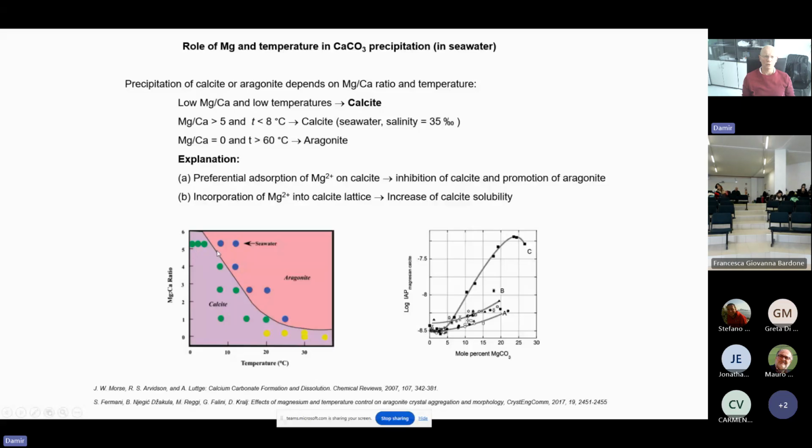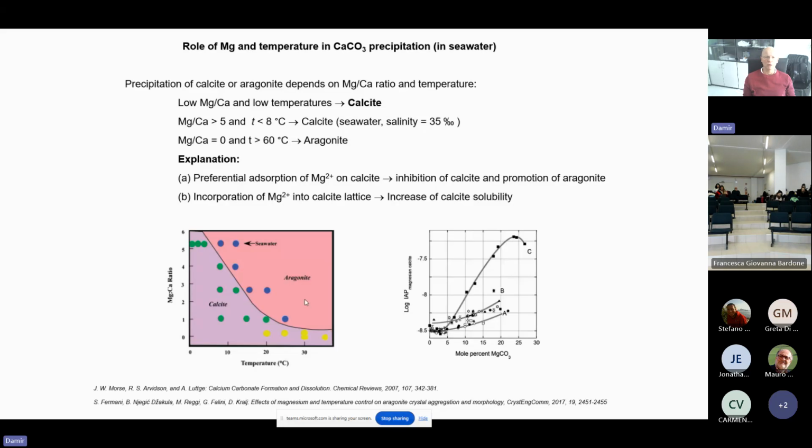At temperatures higher than 8 or 10 degrees, aragonite is the dominant precipitate, or high-magnesium calcite. In the magnesium calcite region, at ratio 0 and at very high temperature, like 60 degrees, as shown here, aragonite is the dominant precipitate.